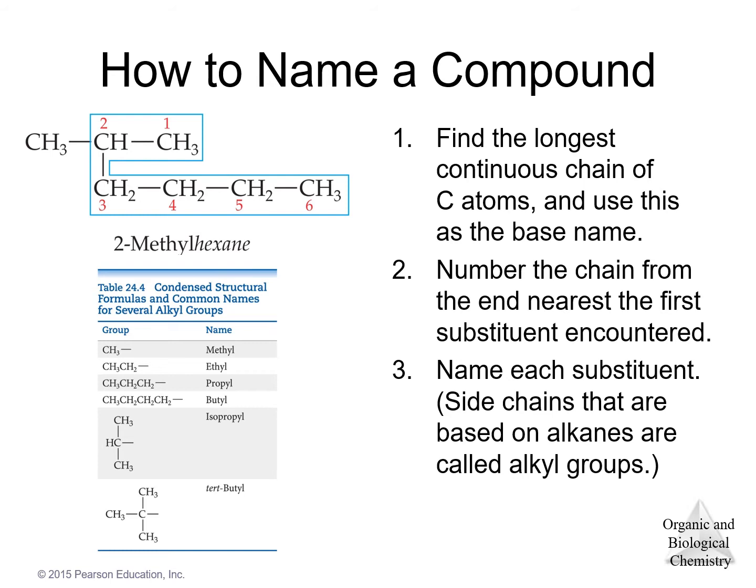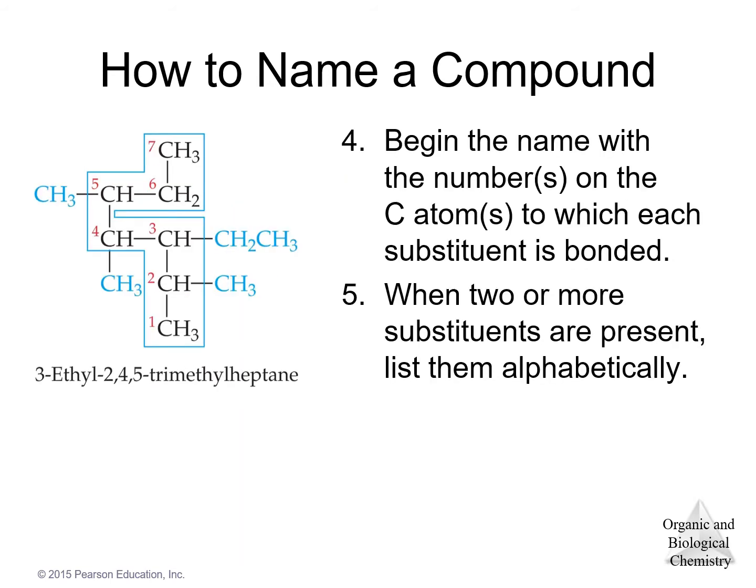You find the longest continuous chain of carbon atoms, number the chain from the end nearest the first substituent encountered, and then you name each one. Here is just a chart: methyl, ethyl, propyl, butyl, isopropyl, butyl. You will see a lot of those, and you'll see a lot of those in the lab next year. Therefore, you begin with the numbers of the carbon atoms to which the substituent is bonded. If more substituents are present, you list them alphabetically.